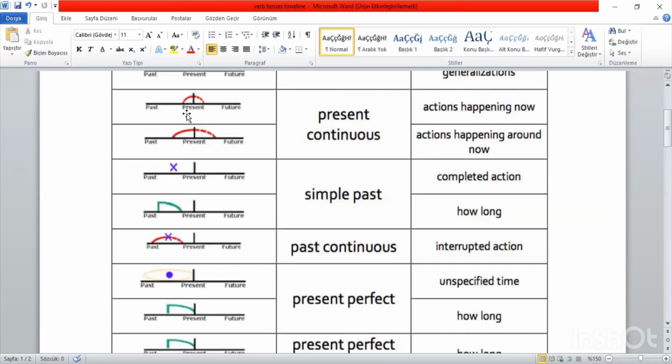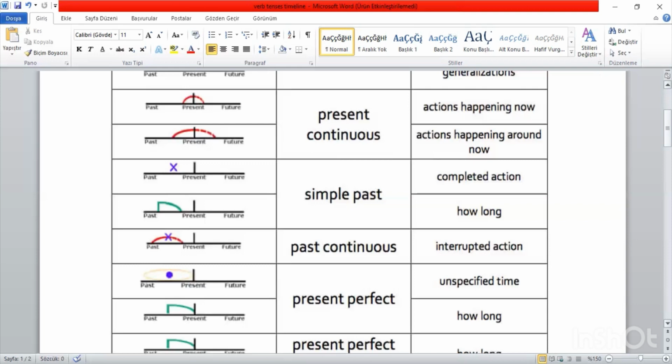We use present continuous tense to talk about the actions that are happening right now or the actions happening around now, okay? Around now. It means that these days or nowadays, okay? So you can see the red line, you can see the red circle just includes now or around now, okay? So also it has to be an ongoing action that is continuing right now, okay?